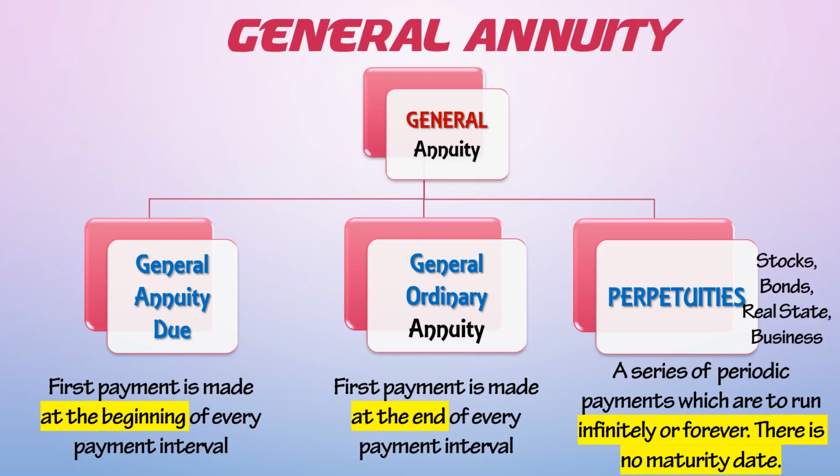Okay, so for as long as you have stocks or bonds in a company, or you have real estate investments or businesses, you are paying annuities continuously. So these are perpetuities.